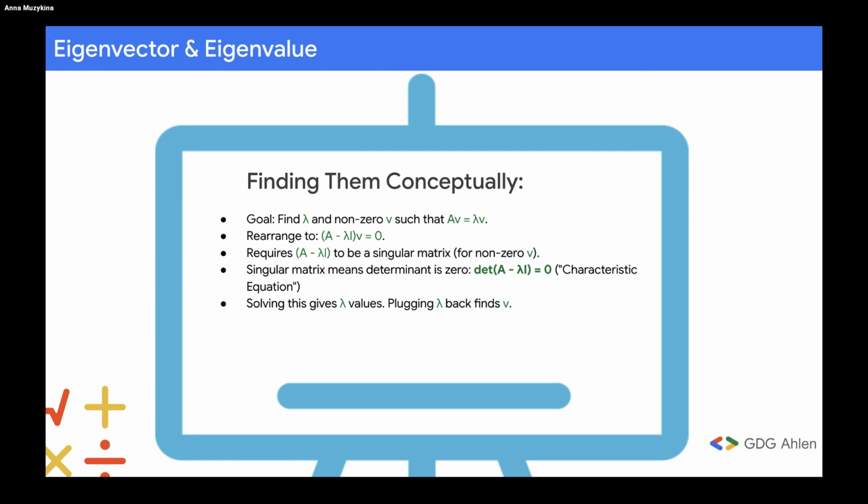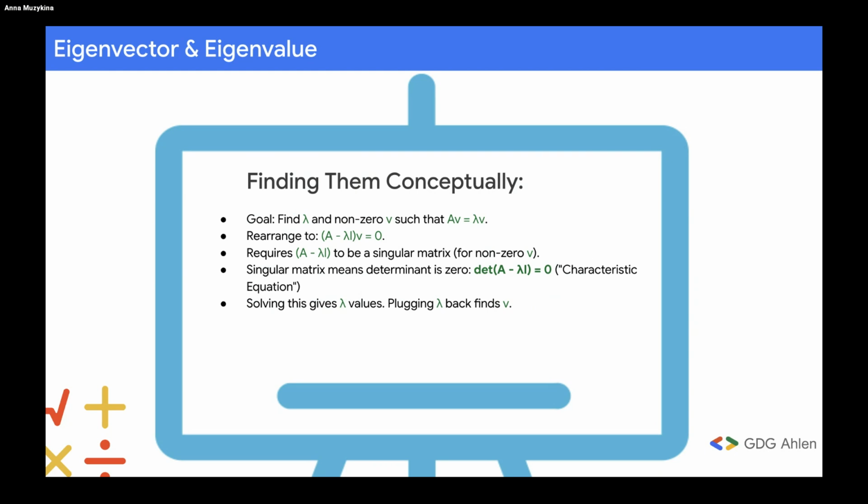How do we find these eigenvalues and eigenvectors mathematically? While we'll use NumPy for calculation, understanding the theory is useful. We start from the definition: A times V equals lambda times V.